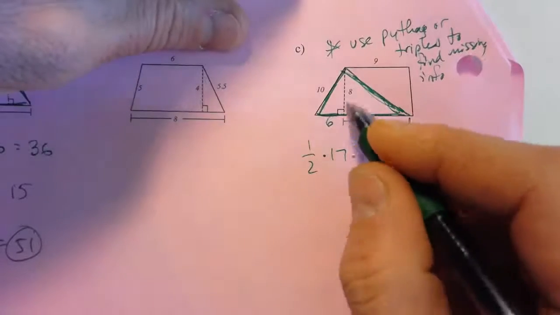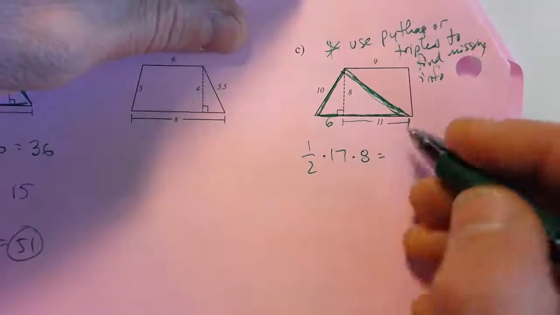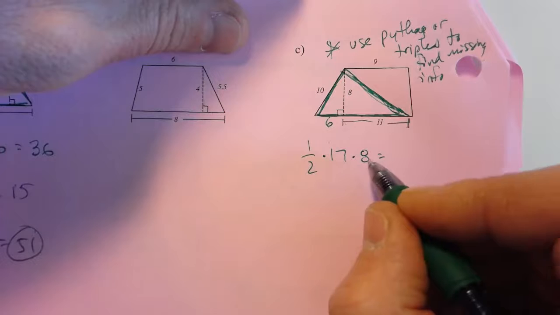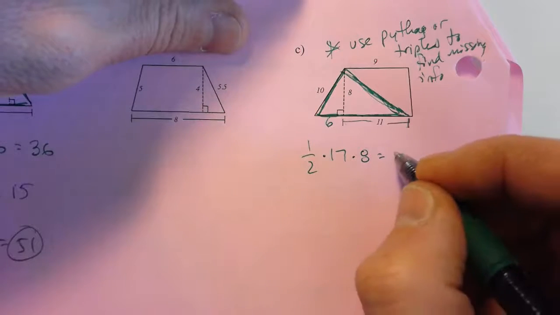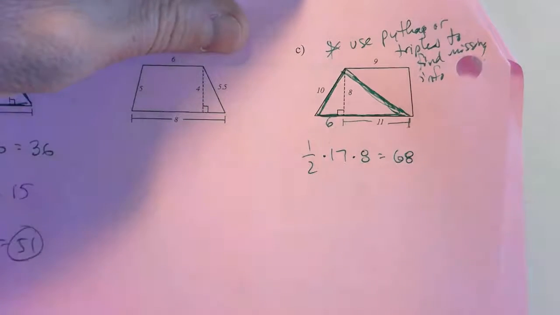Okay. Height's 8. Right, so this is going to be then, let's see, I'm going to do half of 8, which is 4 times 17, that's 68. Right, so this is 68.